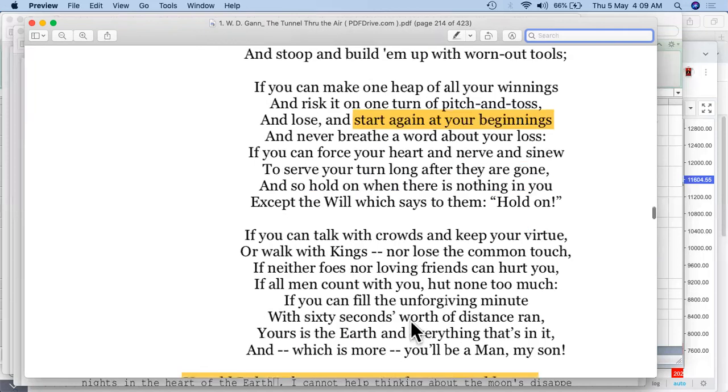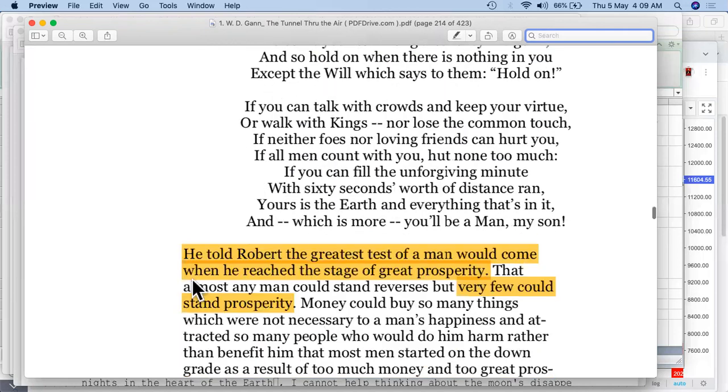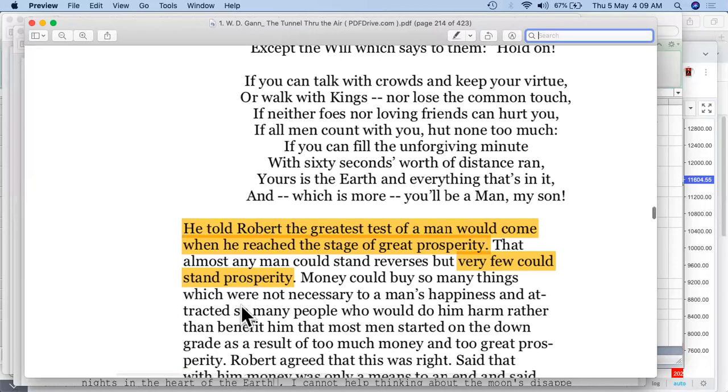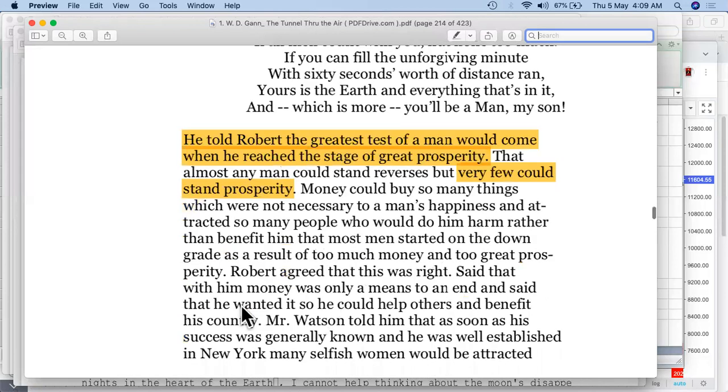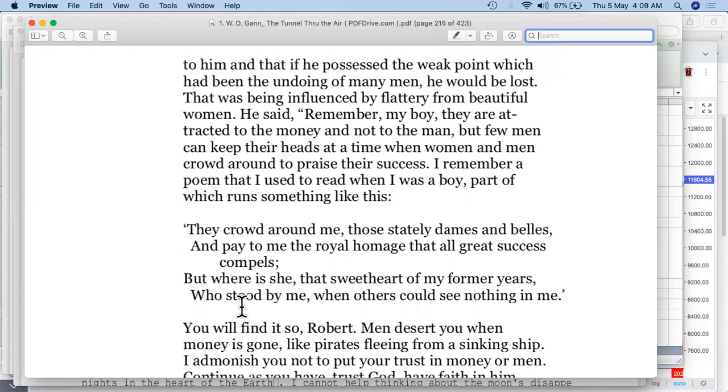Right? So this is what the poem is about, talking about all these things. He told Robert the greatest test of a man would come when he reached the stage of great prosperity. Almost any man could stand reverses, but very few could stand prosperity. So it is very important that once you have started accumulating profit, you are also able to keep those profits with your own self. This is what is being talked about in this part especially.